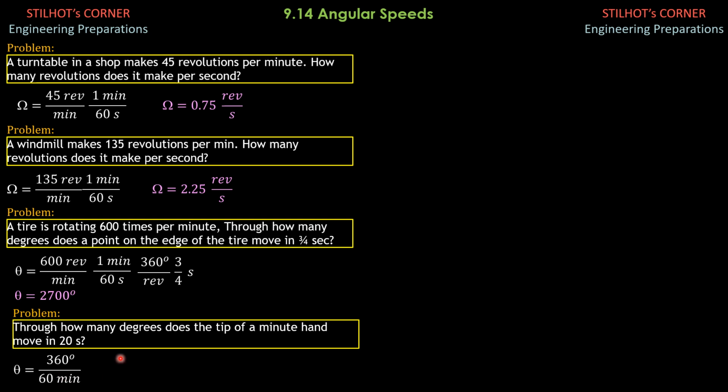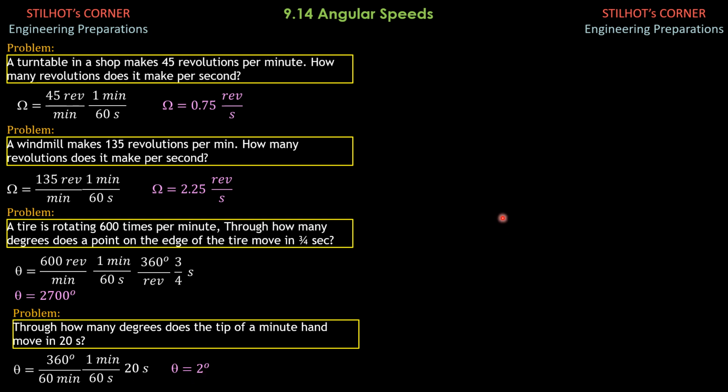Then we multiply this by 1 minute per 60 seconds, so that's now in degrees per second, and further we multiply it by 20 seconds, so that the unit would now be in degrees. So 360 over 60 is 6, divided by 60 is 0.1. 0.1 times 20 is 2 degrees.